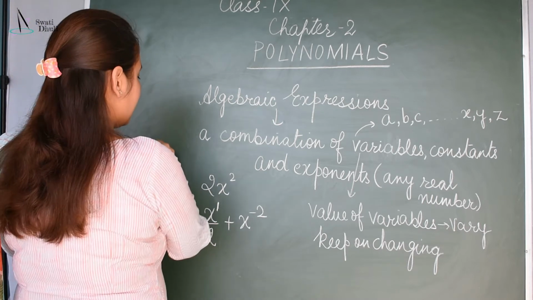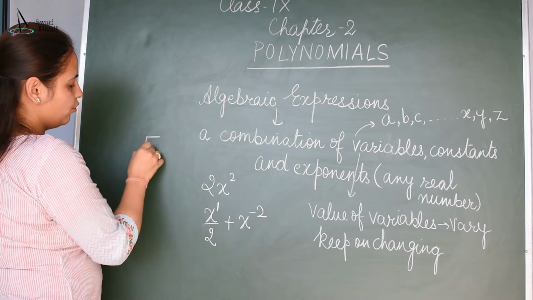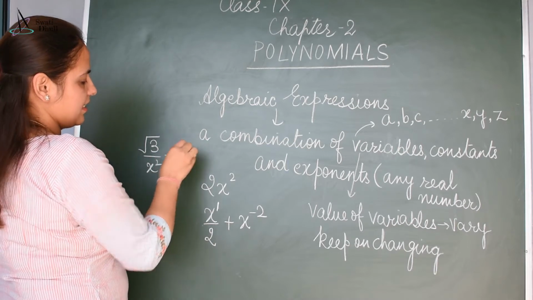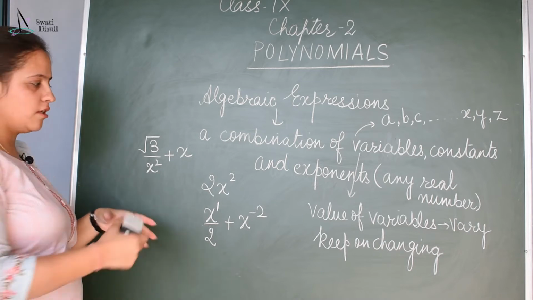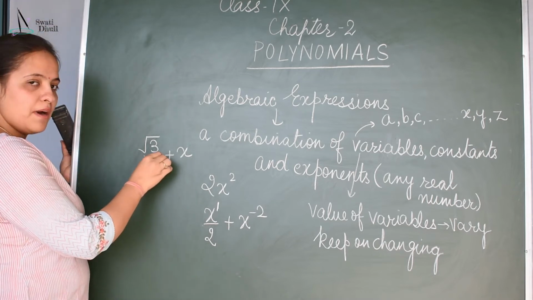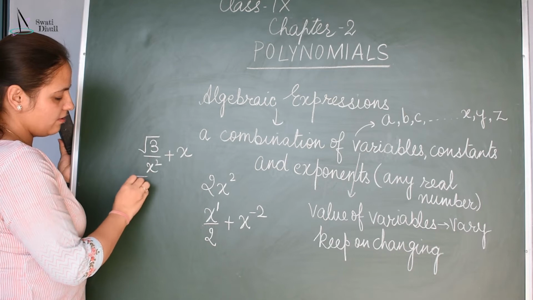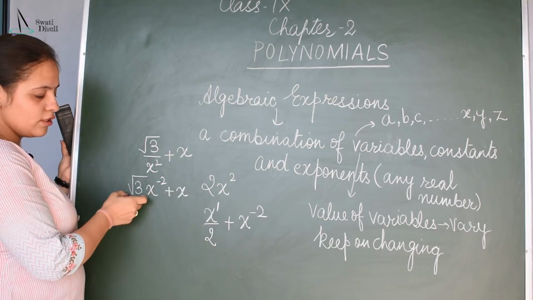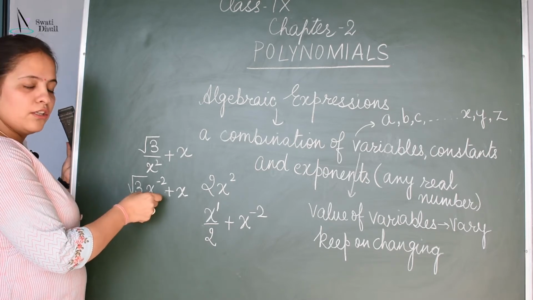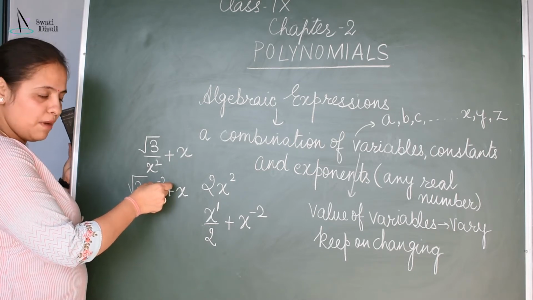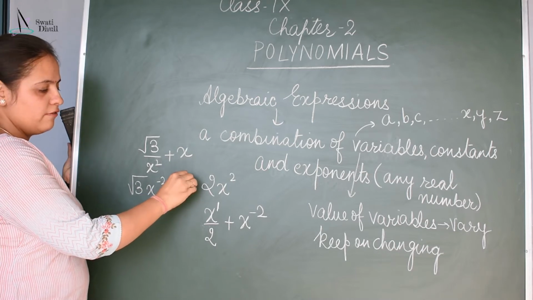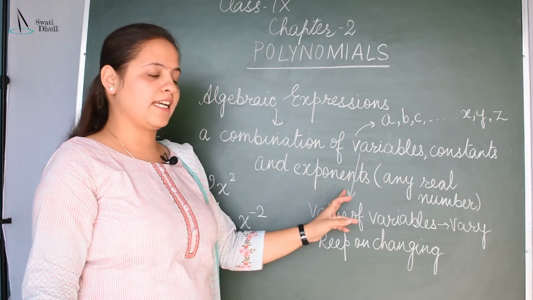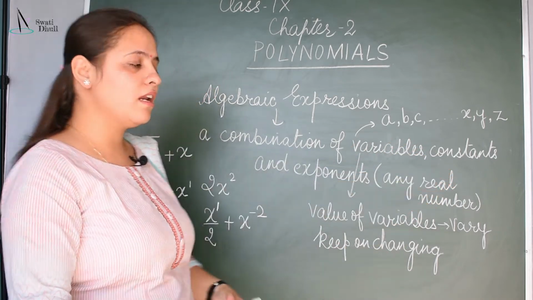If I write any algebraic expression like root 3 by x square plus x, again it is an algebraic expression, because if I see x to the power 2 in the denominator, I can write root 3 x to the power minus 2 plus x. Here also you have a constant, you have a variable with its power, plus x to the power 1. So it is a combination of variables, constants and exponents, which can be any real number.